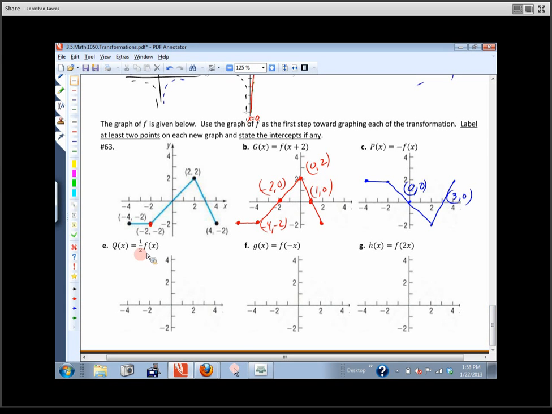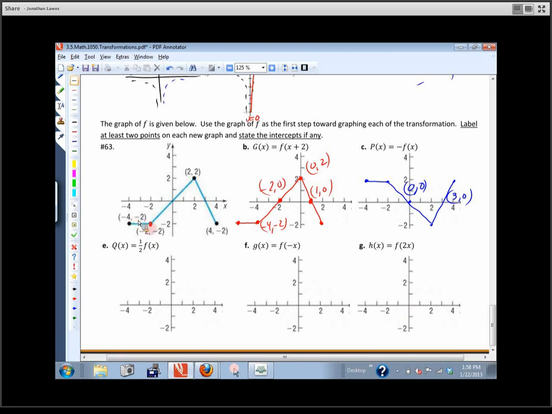What does the 1/2 do? Vertical shrink. So again, I'll ask this. If it's only a vertical change, the only coordinates that are going to change are the y coordinates. So they're going to be half as tall, half as big. The graph's going to be half as steep as it used to be.